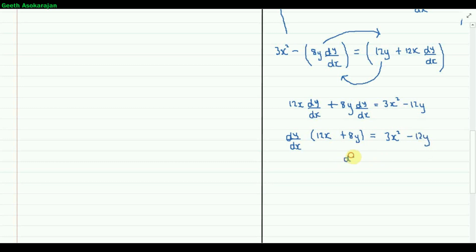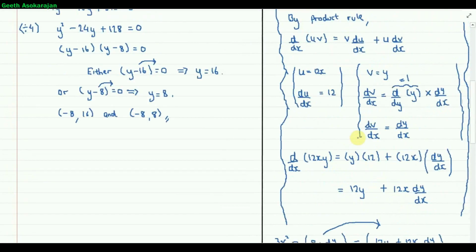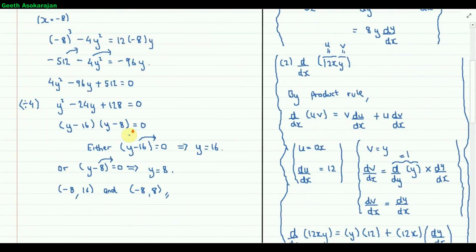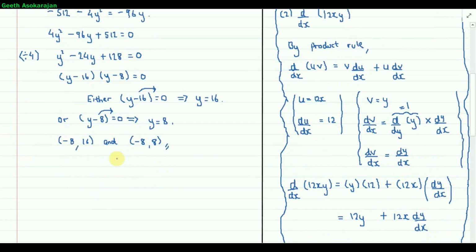So let me go one stage further. Let's rearrange for dy over dx now. dy over dx will be 3x squared minus 12y, all divided by the 12x plus 8y. So 12x plus 8y. So that is dy over dx, but we're far from done, because according to the question we need the gradient at each of these points, and the points refer to the points from the first part.